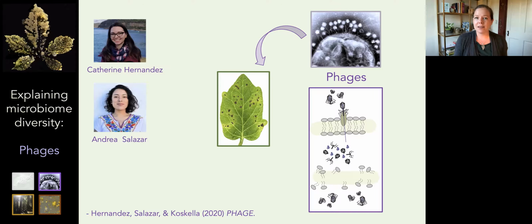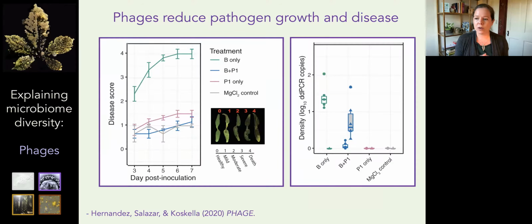And so the idea, which has been around a very long time, since the 20s, is that these phages as bacterial killers could be used to reduce disease. And we tested that in this seedling system that I just introduced. I'm showing you just one set of results, where there's a lot more in the paper.